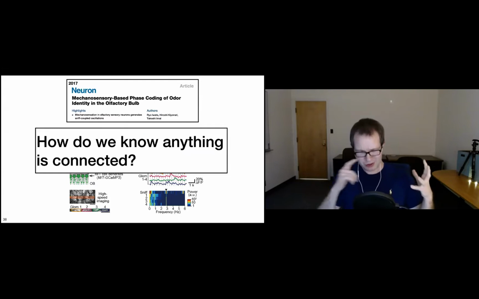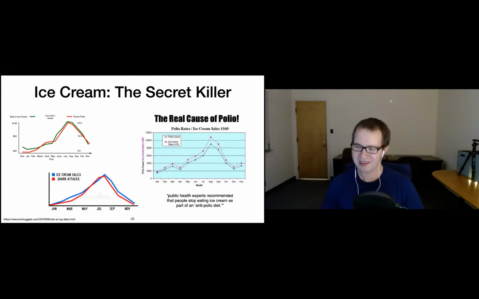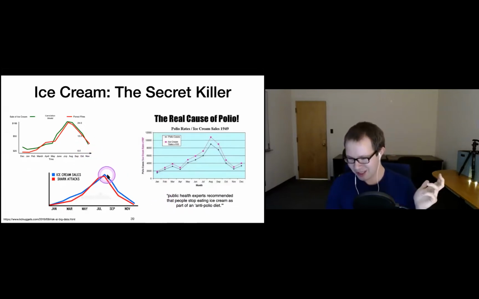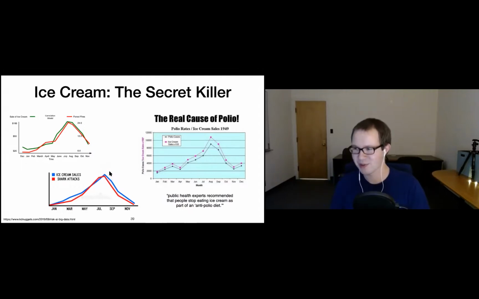So you get into this existential question of, well, how do I know anything's connected? This has played out in really funny ways, where people have found false relationships and they don't know how to say from the data that it's a false relationship. So, I think the best example is this chart of polio and ice cream sales. People were saying, oh, here's this anti-polio diet, don't eat ice cream. That's how you prevent polio. Obviously we know this whole thing is absurd. Like ice cream sales and shark attacks are not directly related.